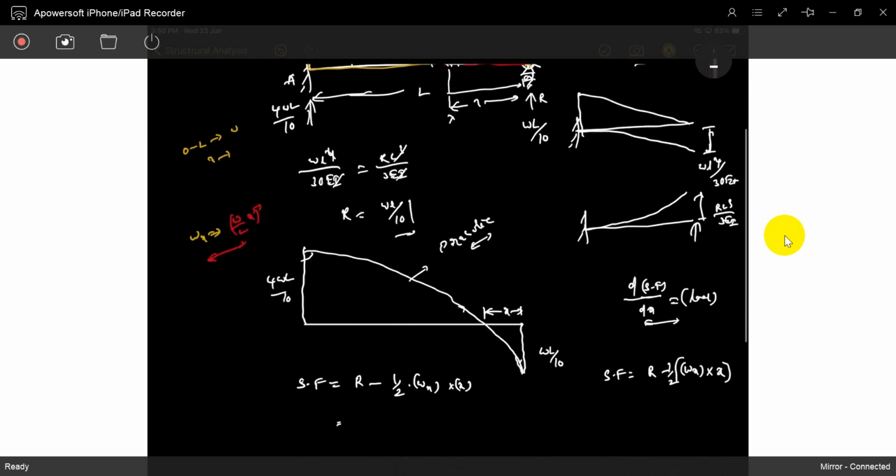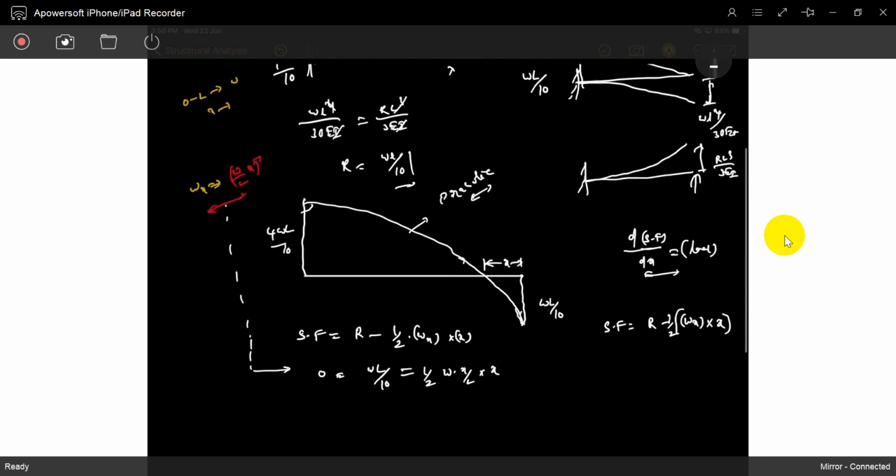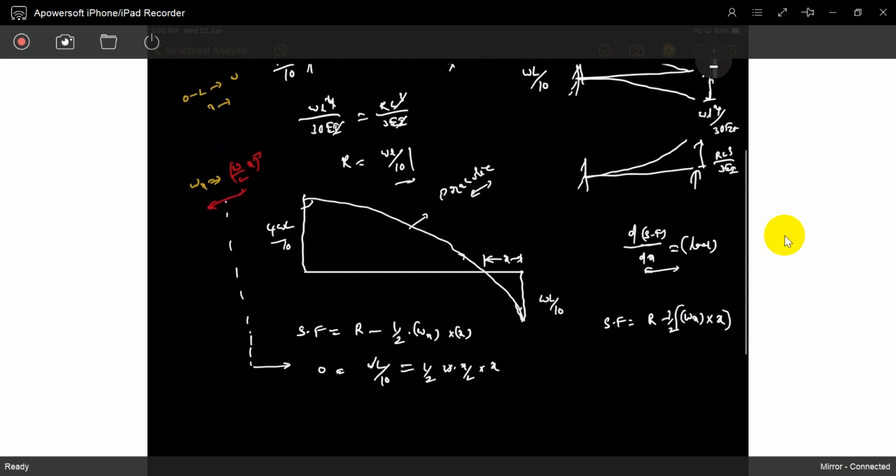So where is it 0? If it is 0, R is WL by 10. WX is WX by L, into X, multiplied with X. What is the value? If it is 0, both are equal. W gets cancelled. So it is 4 by 10 L equal to X square. What is X?